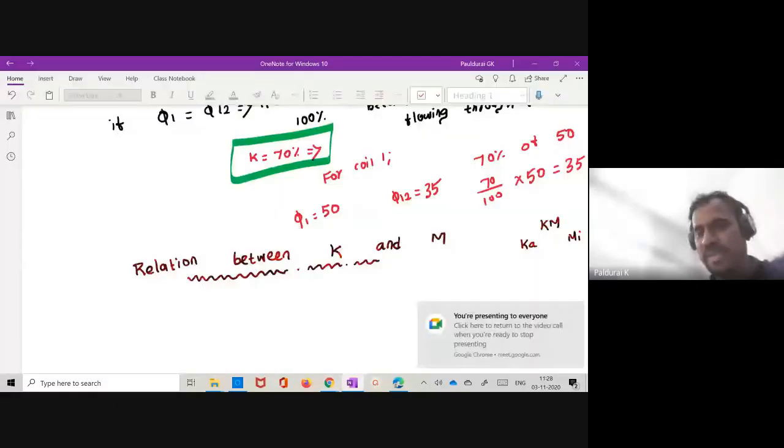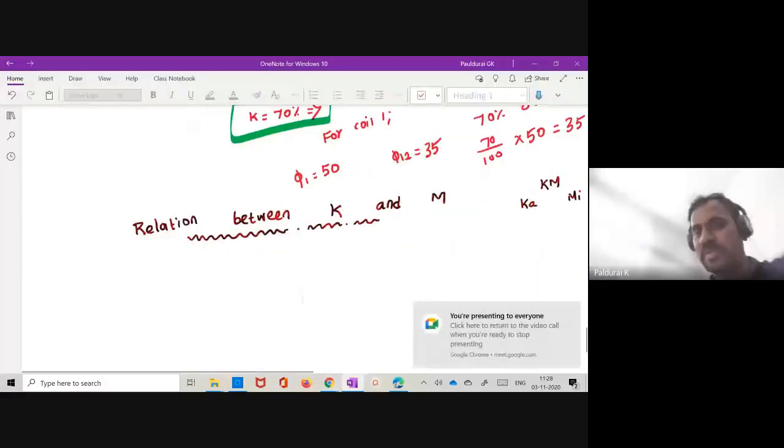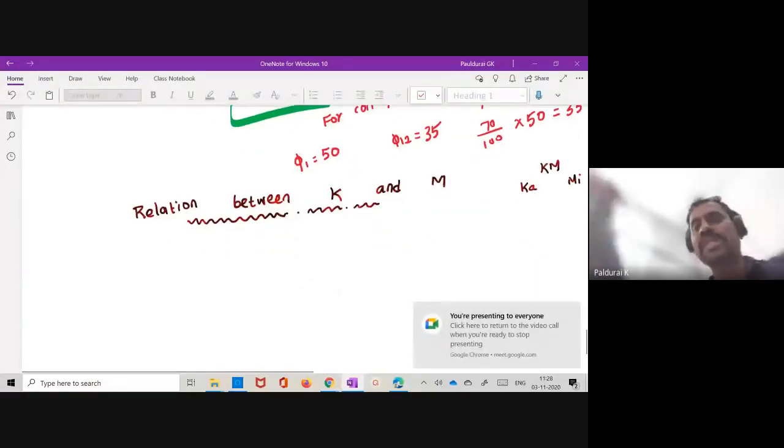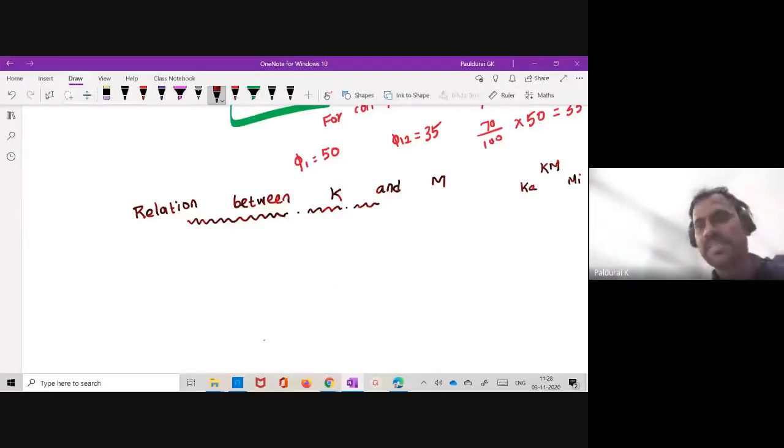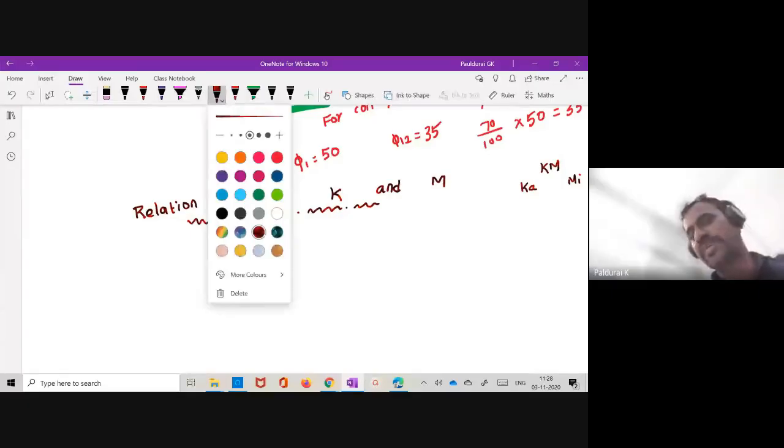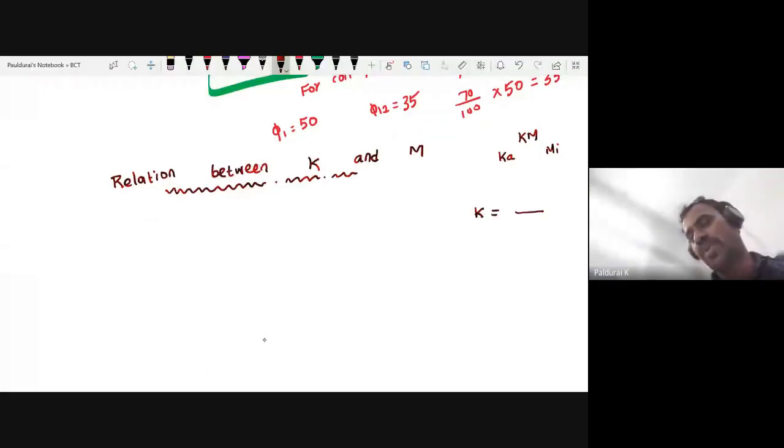Okay, the relation between K and M is important. As usual, I want to give the final expression. The relation is very important: K equals M divided by square root of L1 L2.